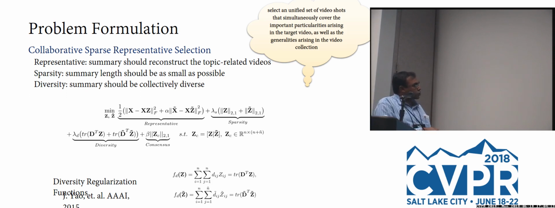So this portion is the representative set. This is a reconstruction error. If you remember, we had a reconstruction error term and a sparsity term. So this is the reconstruction term, and this is the sparsity term. Why do we have two parts? The first part is for the video that is specific to the one that I'm trying to summarize. The second part is for the other videos that are related by that topic.